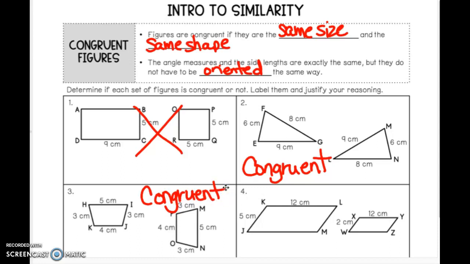The next one I can see right away, they are the same shape, aren't they? They're both parallelograms. However, I can tell right away without even looking at the side lengths that they are not the same size. So this is 12 and this is 12. This is 5 and this is only 2. So that's a big difference. So this is not congruent.